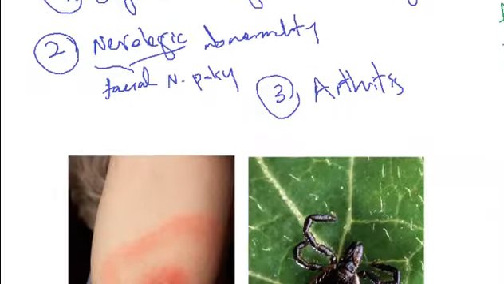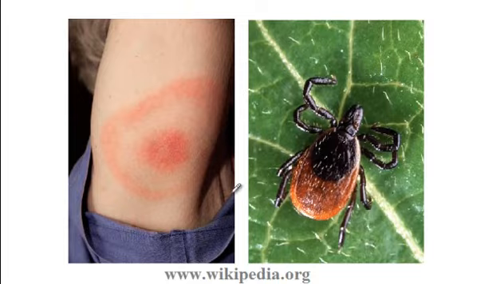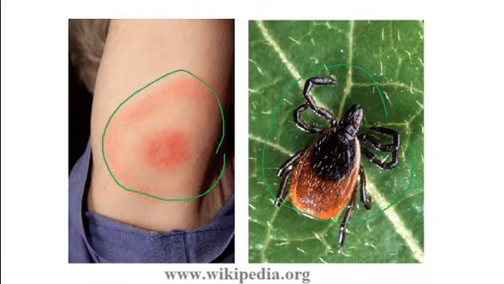So here is an image of the erythema migrans, or a bullseye rash, and this is a high-yield image. And then here is an image of the Ixodes tick.